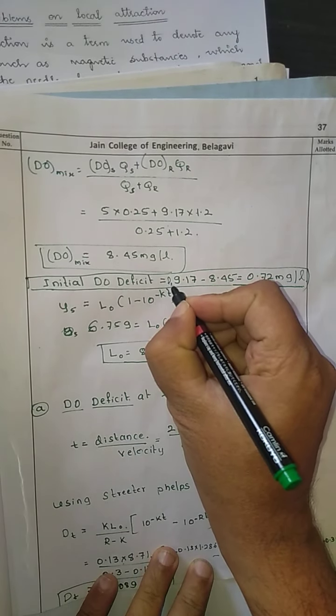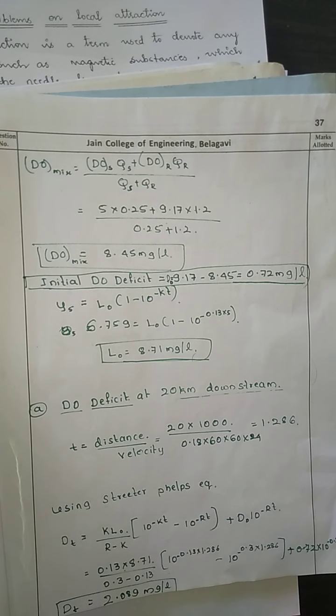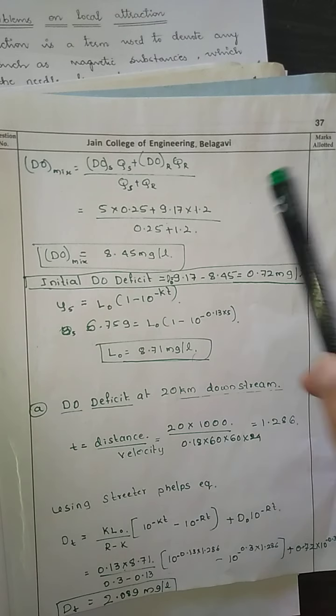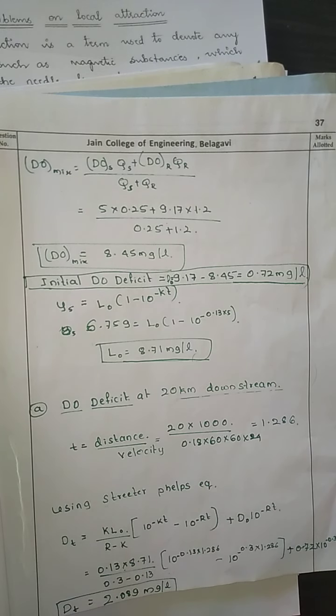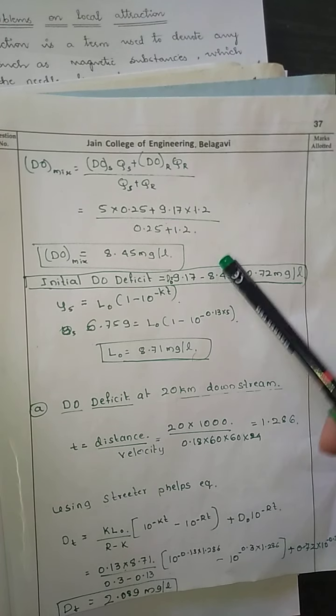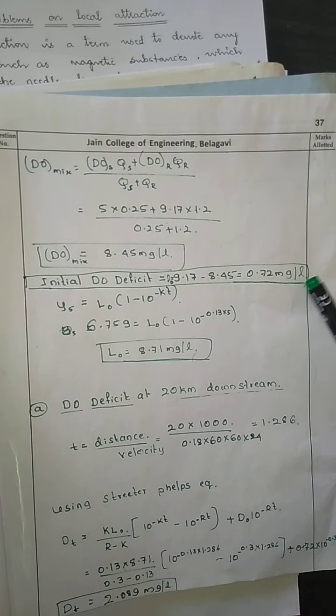Now, this is the initial DO deficit. As I have told, we want D naught and L naught. So after finding the DO of the mix and the BOD of the mix, you should find D naught and L naught. D naught can be found using the formula saturation DO minus actual DO. So saturation DO is 9.17 minus actual DO, 8.45, for the mix. So the DO deficit is 0.72.